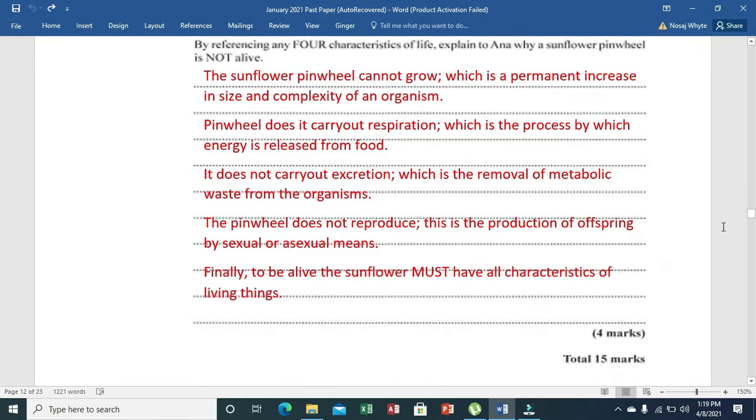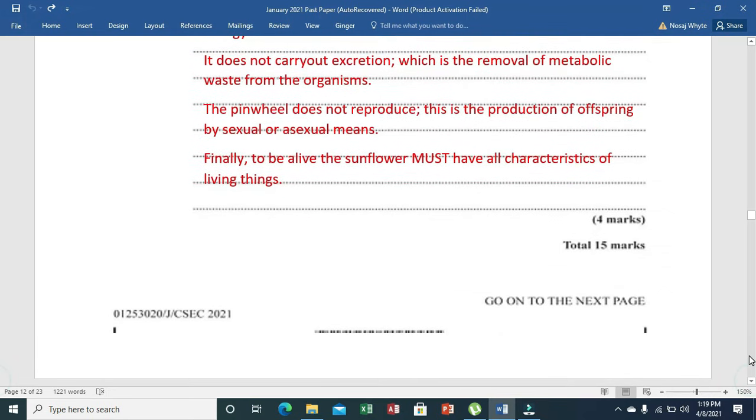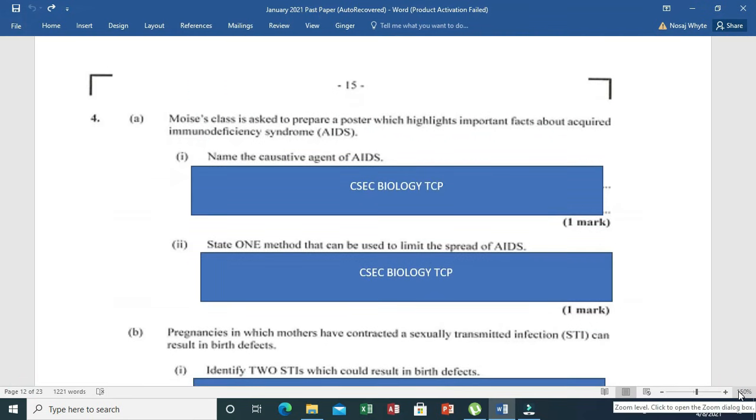In our last lesson, we left off here. This is the final part of question number 3. We are going to be moving down now to question number 4 to start this publication. Alright, great. Here we go. A class is asked to prepare a poster which highlights important facts about acquired immunodeficiency syndrome, AIDS. Now we're tasked to name the causative agent of AIDS.